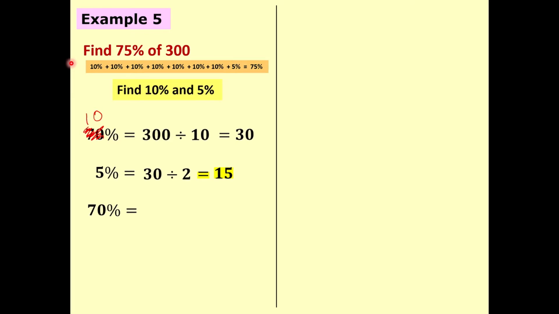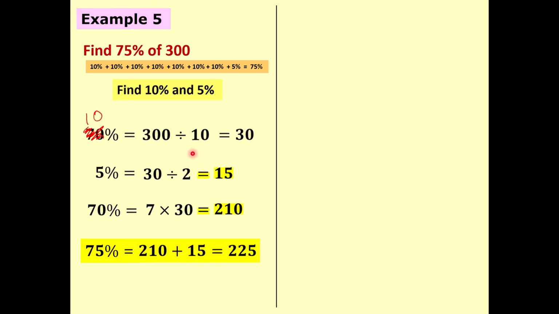So we're going to take 7 lots of our 10%, so 7 times 30 to give us 210. And then our very last step, to find our 75% of 300, which is what we're aiming for, we're going to take our 70% and add on our 5%. So 210 add 15 to give you 225.